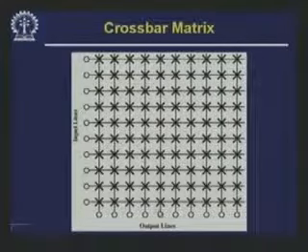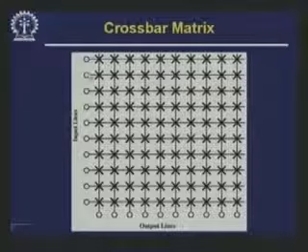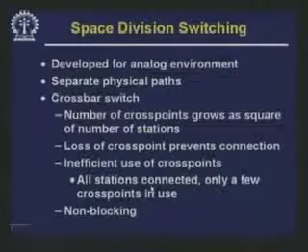Each of these crosses that you see is a single switching element. As you can see, since there are n lines on this side and n lines on the output side, we have n square switching elements, which is quite a lot. So if you go back, the number of cross points grows as the square of the number of stations. That is one point: it grows as the square of the number of stations.